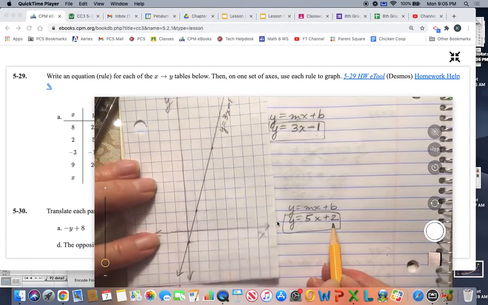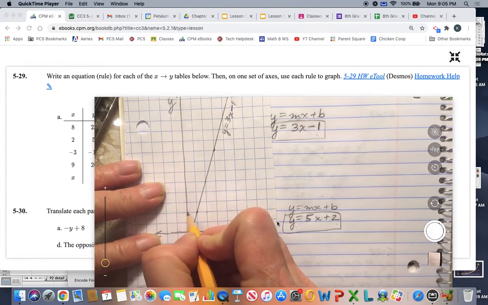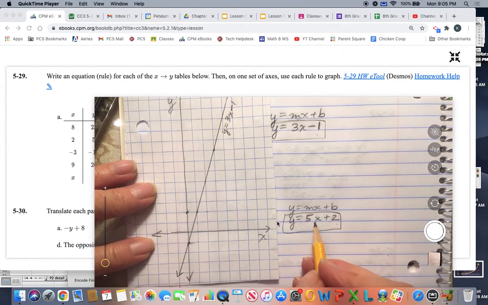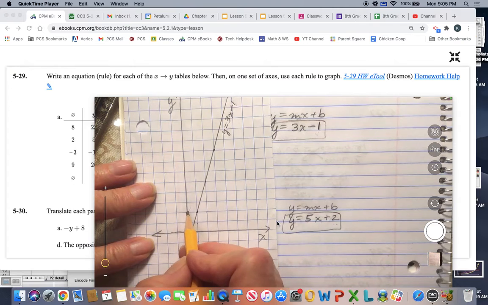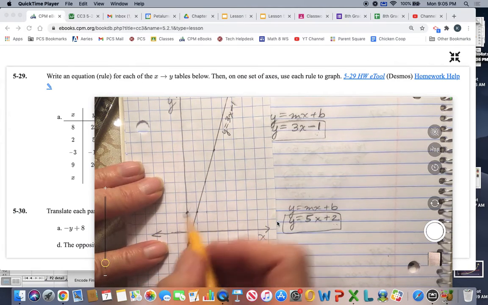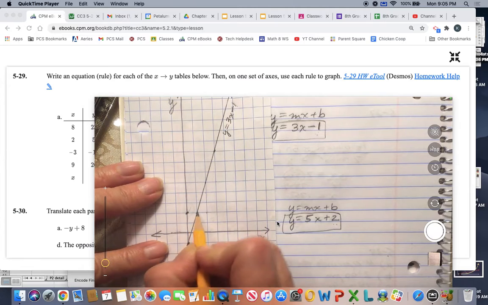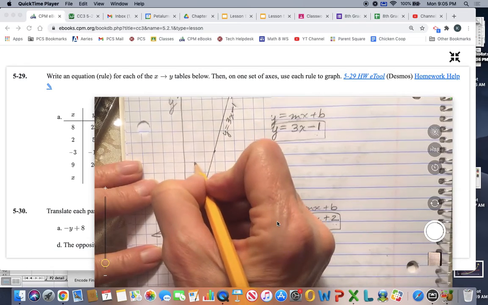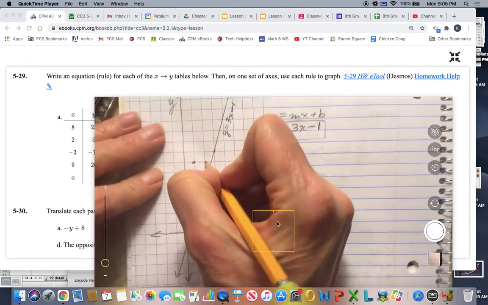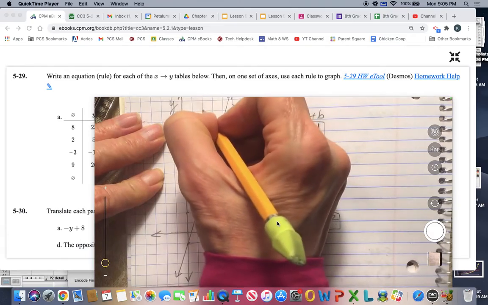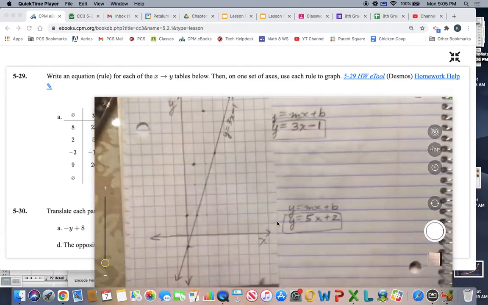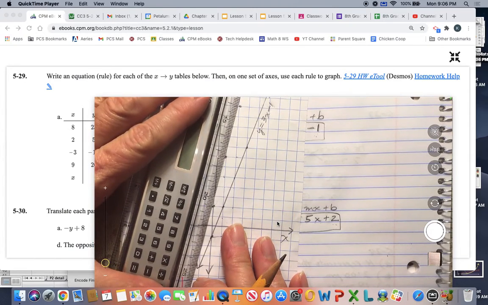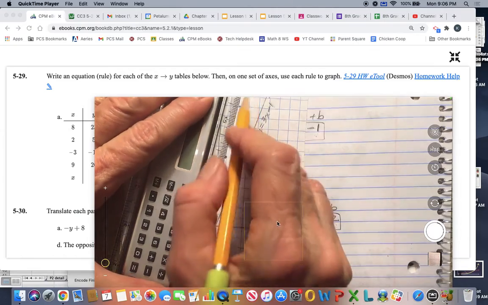And we know the y-intercept is 2. So we will put that right there, that 2 on the y-axis. And then we need to go up 5 for every x that we go over. So if we go over, increase x by 1, we go up the y-axis by 1, 2, 3, 4, 5, over 1 and up 1, 2, 3, 4, 5. Okay, so we have 3 points here. So we can go ahead and graph this by lining up those 3 points.